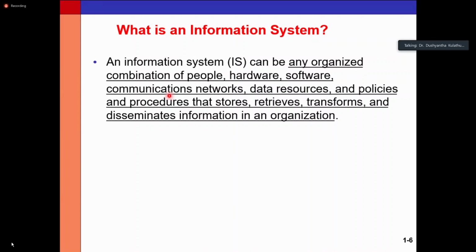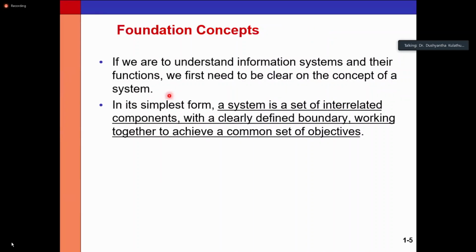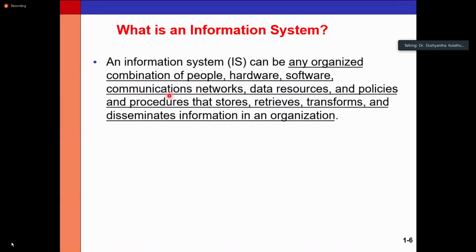As we highlighted earlier, any system should have a set of interrelated components. So what are the interrelated components which we can identify in an information system? They are people, hardware, software, communication networks, data resources, and policies and procedures. So they are interconnected components which will work together to achieve some objectives for an organization.